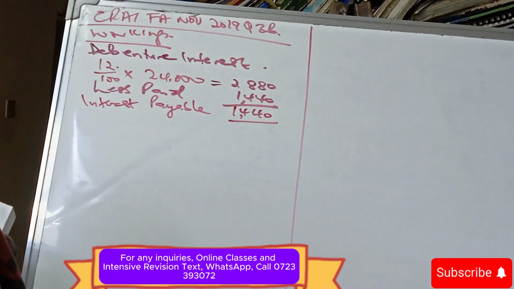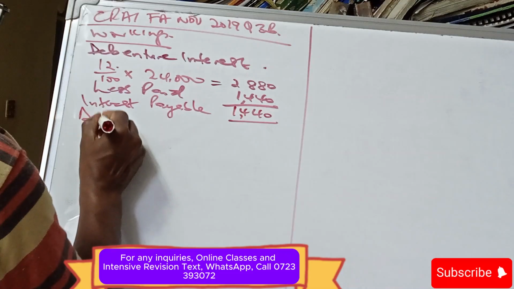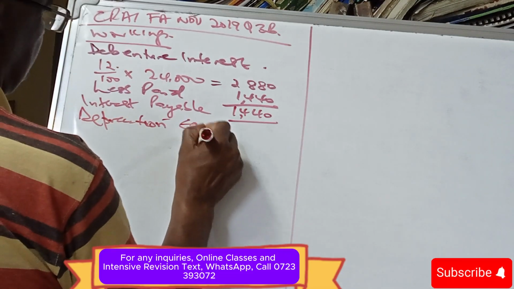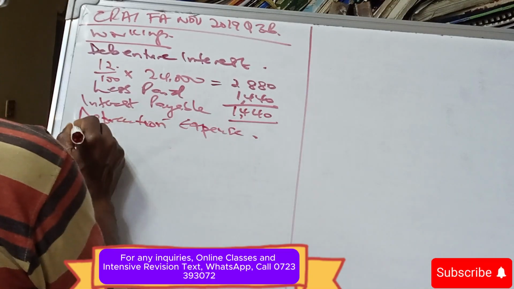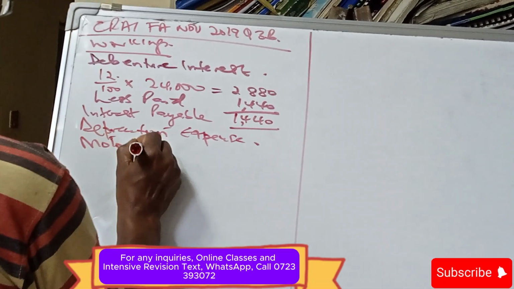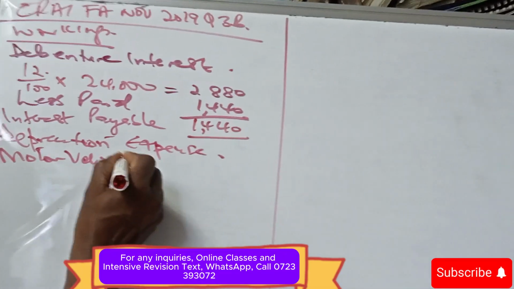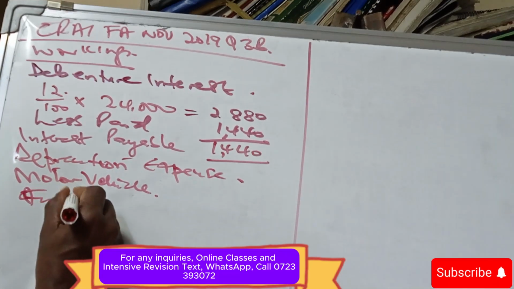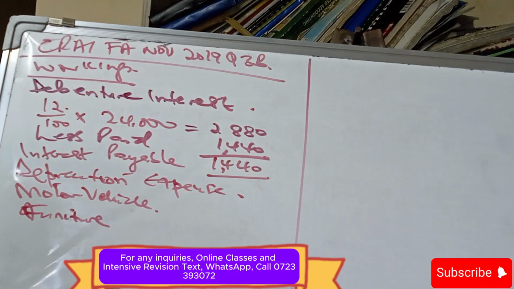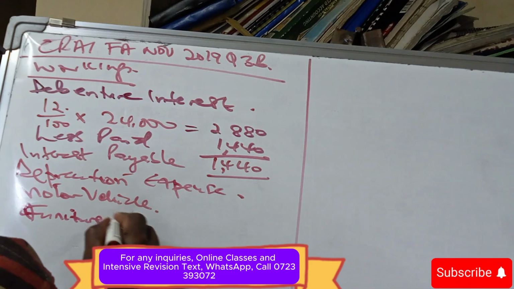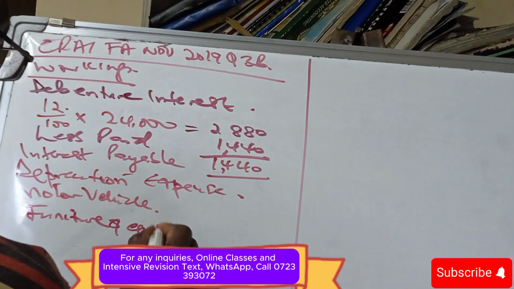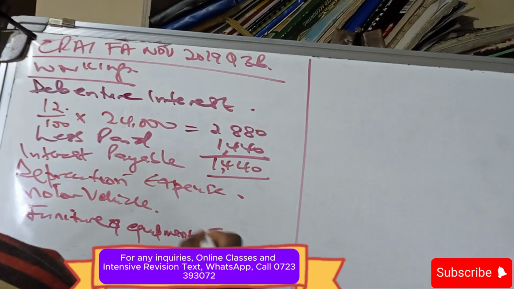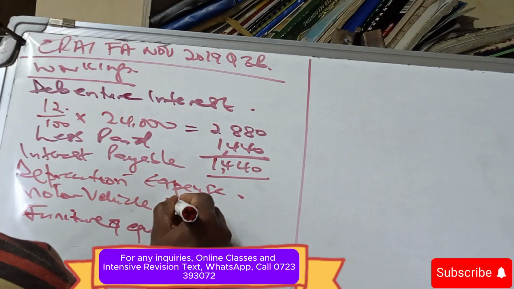Then let's go to the workings. Depreciation expense. Motor vehicle. This is straightforward because it is on cost. And office furniture and equipment, 15%. We are told it is 15%, and motor vehicles it is 20%.